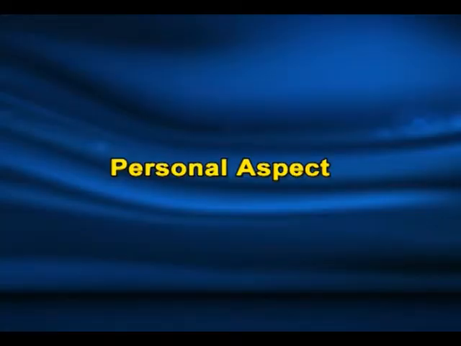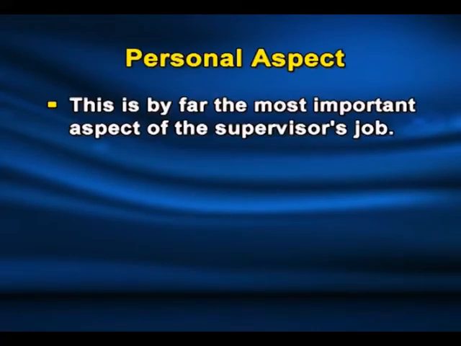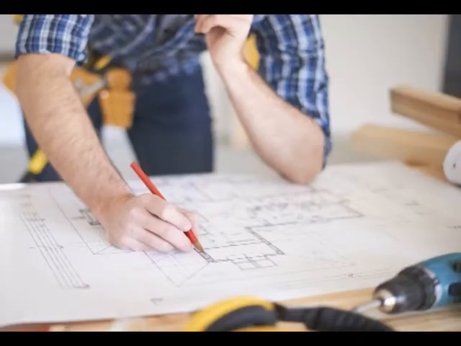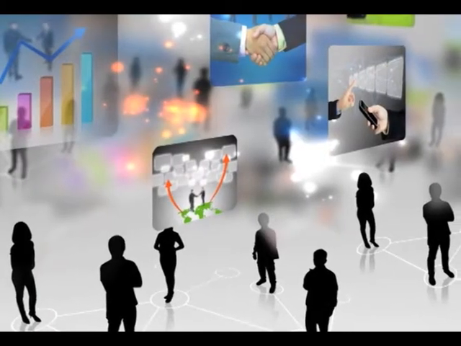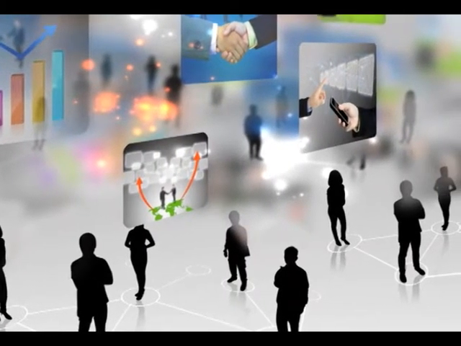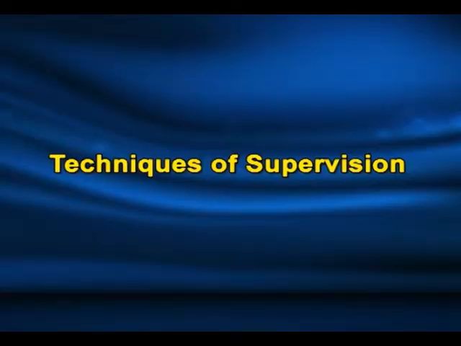Third one, the personal aspect. This is by far the most important aspect of the supervisor's job. No doubt, the supervisor has authority to get work from his employees, but work, more particularly in public welfare agencies, cannot be taken by the use of authority alone. To get good work from the workers, enthusiasm and interest in the work has to be created. In order to let authority arise from within the organization, a supervisor must be a master of the art of human relationship.